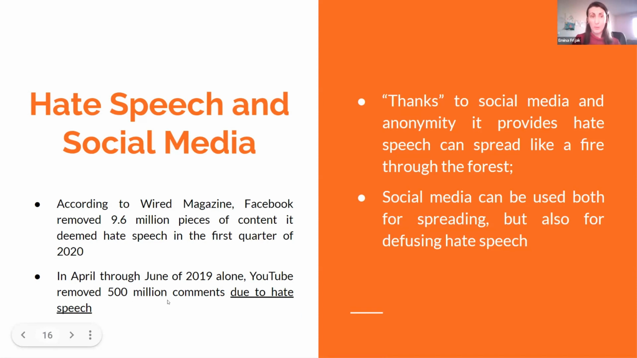Thanks to social media and this anonymity, hate speech can spread like a fire through the forest. And I think we are also witnessing this at this particular moment, that it's really spreading like a disease, as Karen says, contagious as a disease. But social media can also be used for diffusing hate speech. It's important that we know that everything that can be used to spread hate speech, we can also use to diffuse hate speech. So we need to understand that social media is also our own advantage.